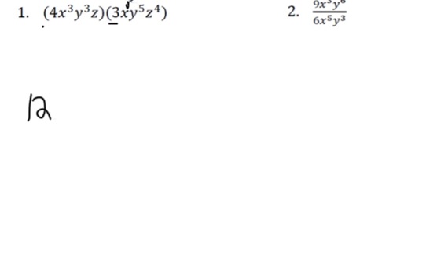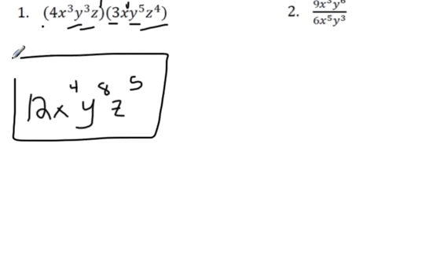So when I take x to the third times x to the first, I'm going to get x to the fourth, because again, I'm adding those exponents. Then when I have y to the third times y to the fifth, I'm going to add those exponents, and that's going to give me y to the eighth. Lastly, z to the first times z to the fourth, I add those exponents, I get z to the fifth. Now, none of those letters can be combined together, so that is your final answer for number 1.